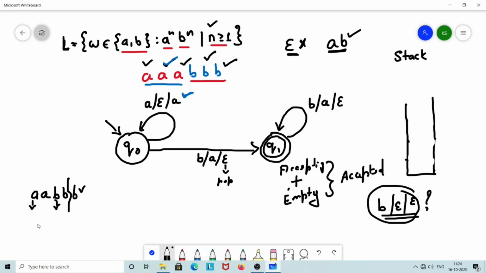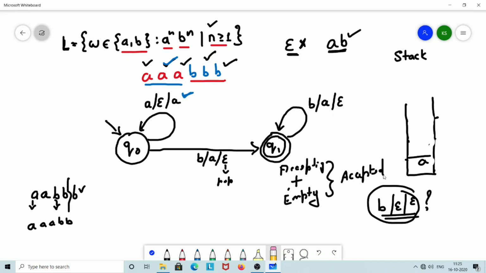Let us check what if I have more A's. In this case, 3 A's will be pushed onto the stack, and for the first B, A will be popped out, and for the second B, A will be popped out. Now the machine has ended up in Q1 state, which is accepting, but the stack is not empty, right? When the stack is not empty after scanning the entire input, the string will be rejected.